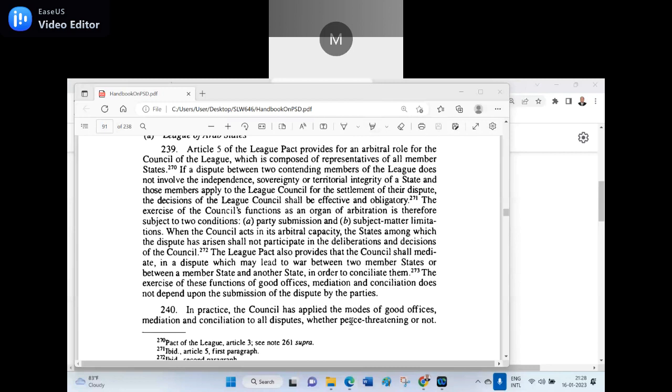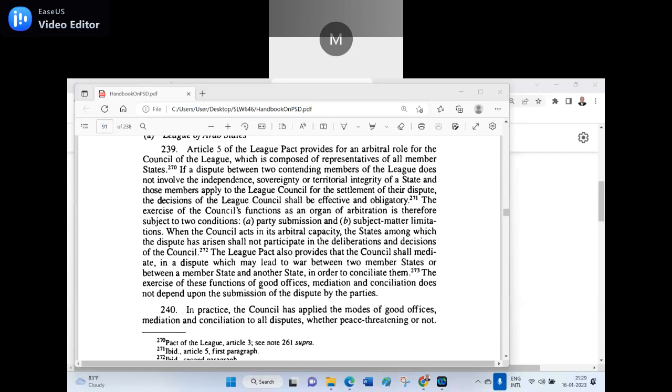Yes, now the League Pact also provides that the council shall mediate in a dispute that could lead to war between two member states, or between a member state and another state, in order to conciliate them. So, when the parties agree to the League Council and the subject matter comes under the League Council, the Pact also provides that the council shall mediate in the dispute which will lead to war between the two members, or any dispute, it doesn't matter, or between the member states and another state.